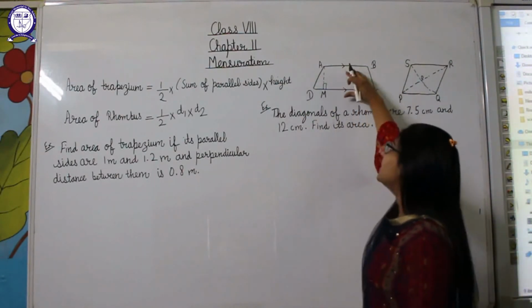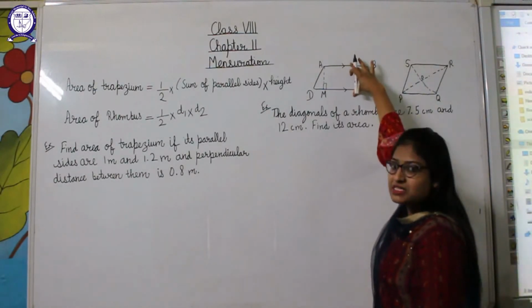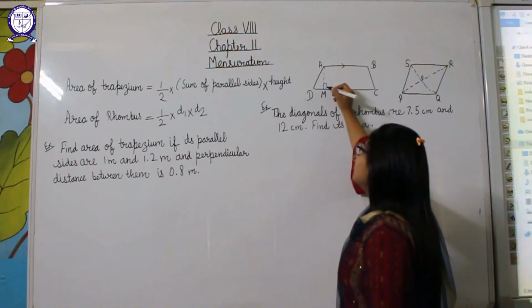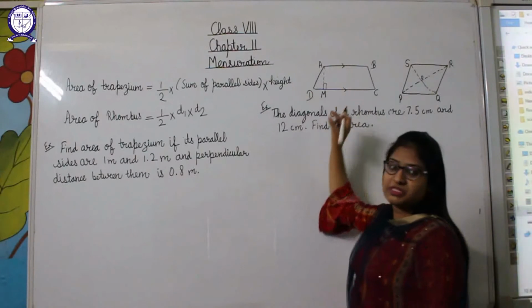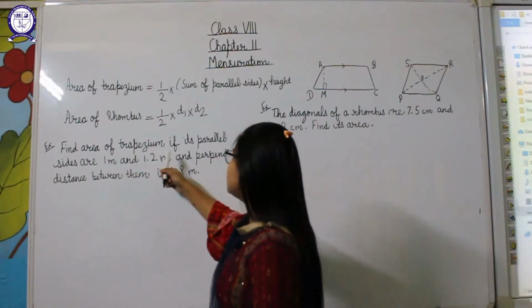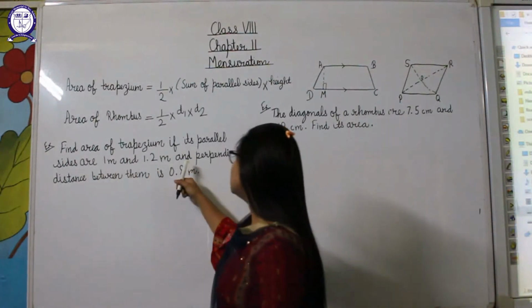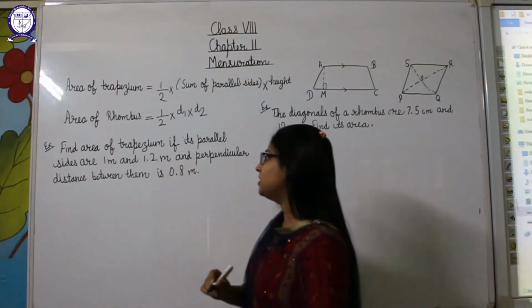Height is the perpendicular distance between the two parallel sides. These two are the parallel sides, so this is the perpendicular distance, means at 90 degrees. So here this AM is the height of the trapezium. Okay, so here the question is, find the area of trapezium if its parallel sides are 1 meter and 1.2 meter and perpendicular distance between them is 0.8 meter.